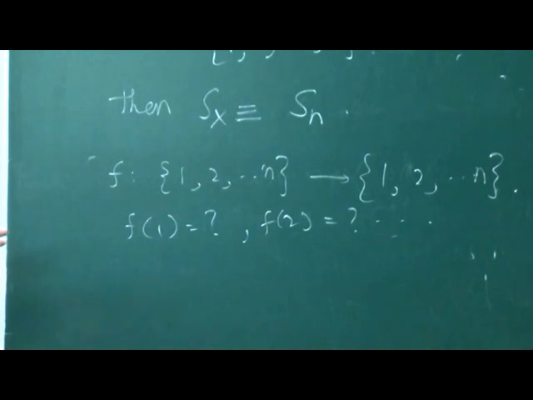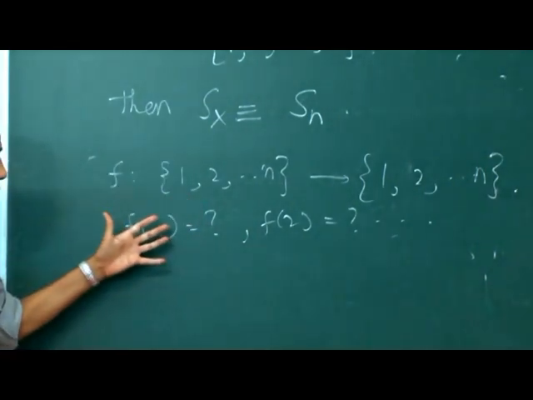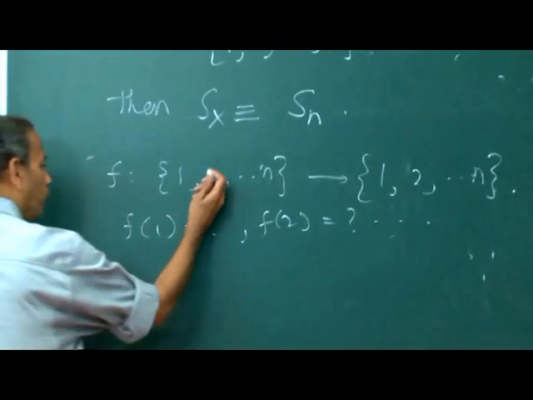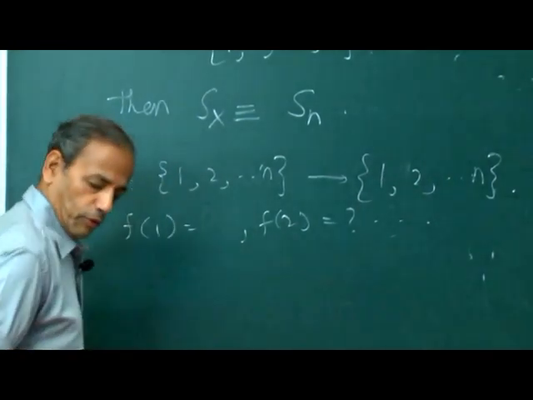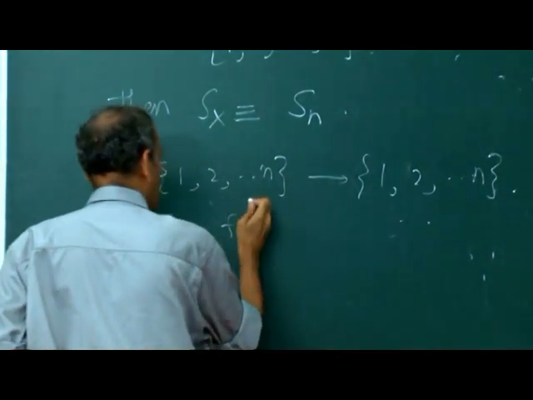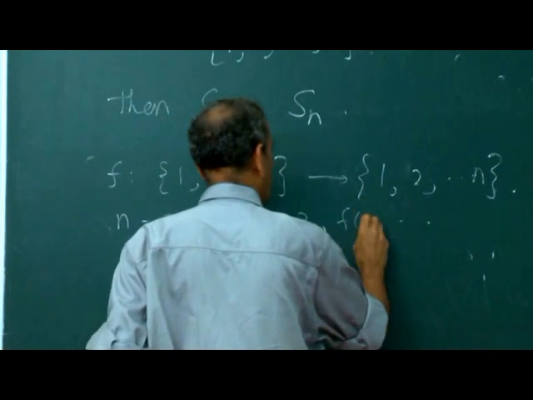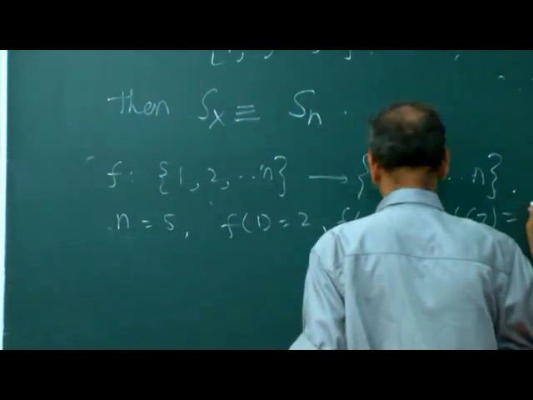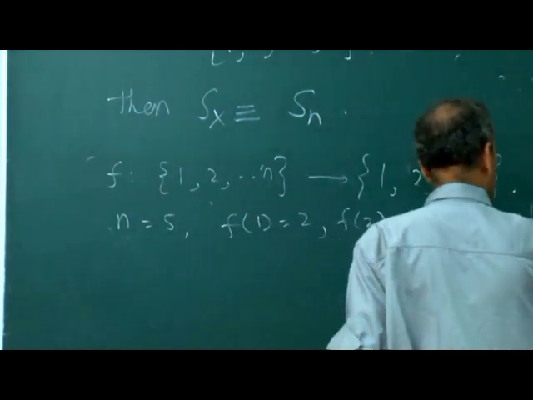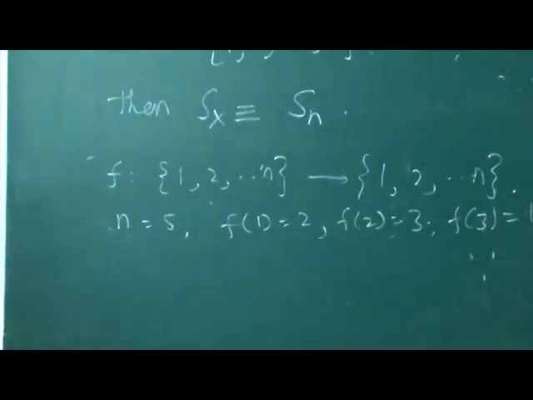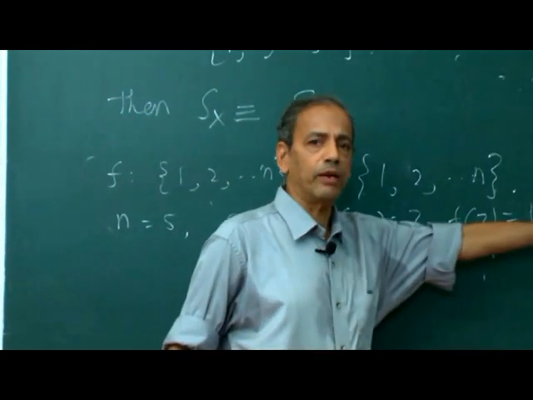So is there any shorter or easier way to describe any function? Consider n is equal to 5, and f of 1 is 2, f of 2 is 3, f of 3 is 1, f of 4 is 4 and f of 5 is 5. Let us consider this function. Obviously this is a permutation. Now how do I describe this? This is a very long winded way to describe a function.